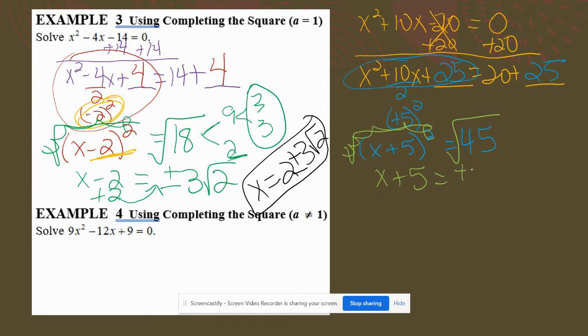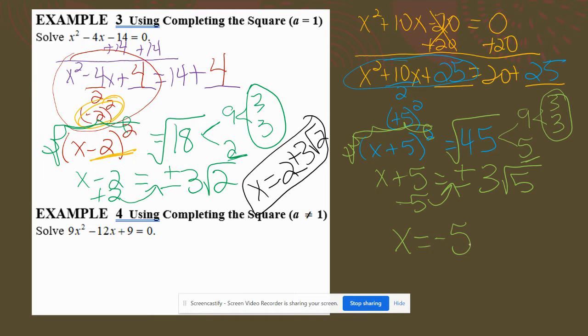We personally wrote a square root there, so plus minus. And then 45 is not a perfect square, but I know that's 9 times 5. 9 I can break down into 3 times 3. So I can pull out a 3, and 5 stays home under the radical. Again, our last step to get x alone is to move this 5. So I'm going to subtract 5 and put it right in front of that plus minus. So we have x is equal to negative 5 plus or minus 3 square root of 5.